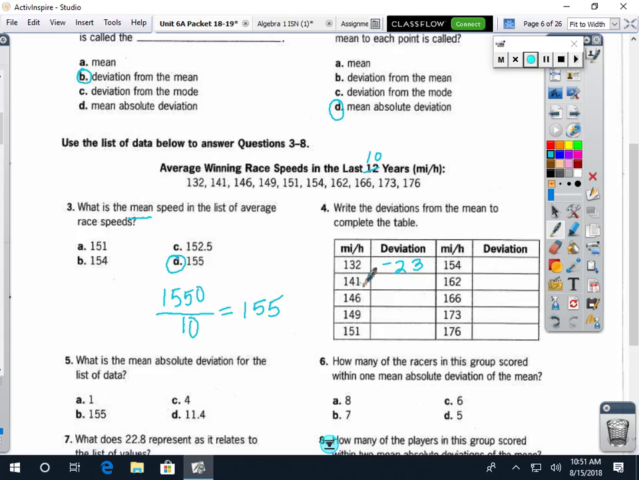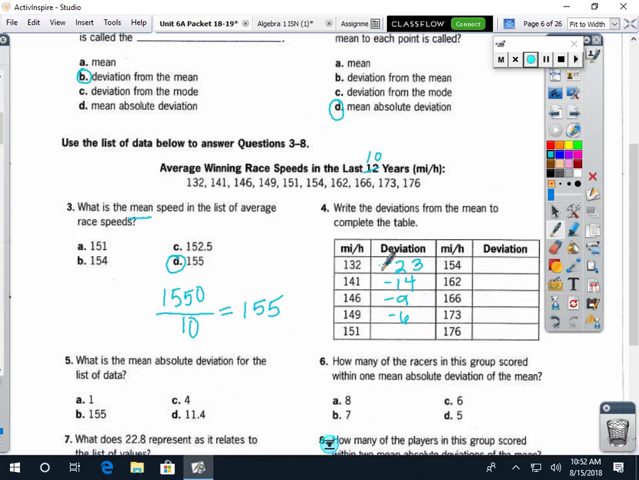Okay, what about this 141? How much slower is it than the average speed? Right, negative 14. It's 14 miles slower. All right, what about the 146? How much slower is it than the average? Negative 9. 9 miles per hour slower. What about the 149? Right, negative 6. 6 miles per hour slower. And then what about the 151?